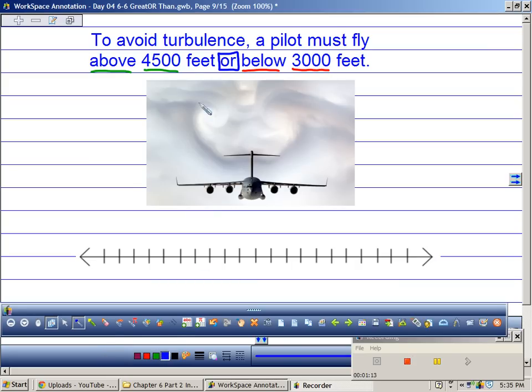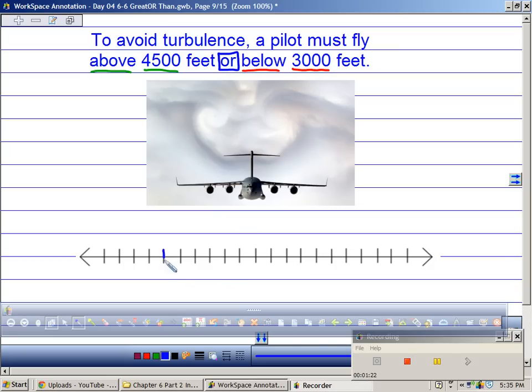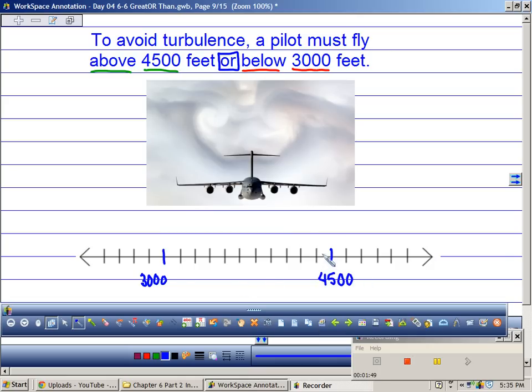Well, obviously 3,000 is less than 4,500. So let's put 3,000, I don't know, say right here, because that represents 3,000 feet. And over here, let's see, 32, 34, 36, 38, 40, 42, 45. It doesn't matter. Let's just put it over here. This should be a little bit more mathematically exact, but for this purpose, it really doesn't matter.